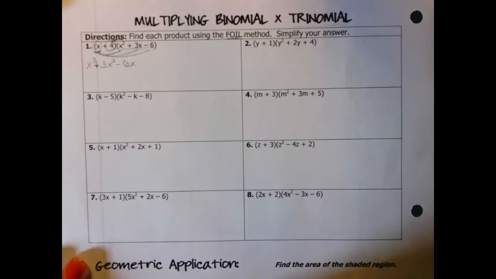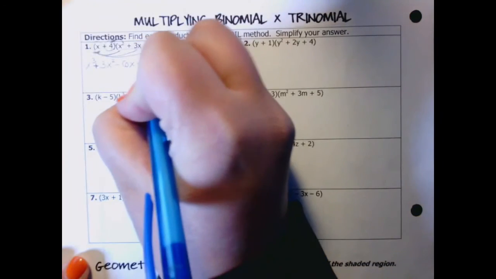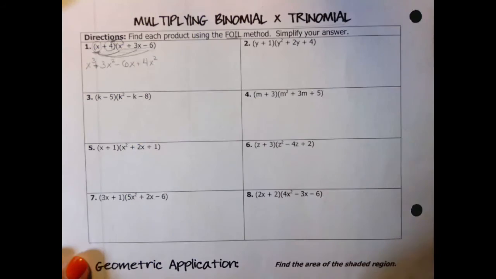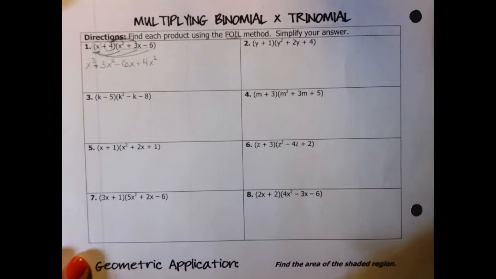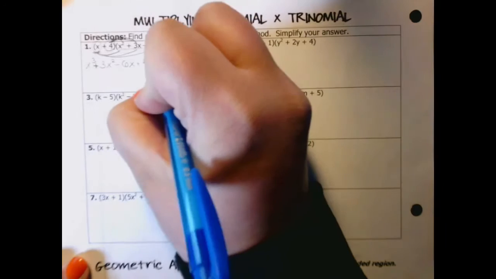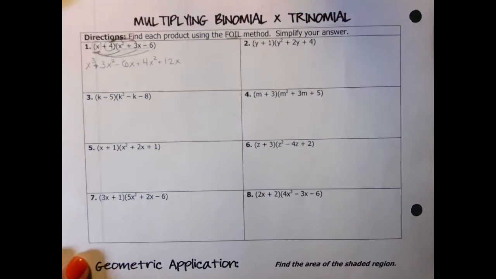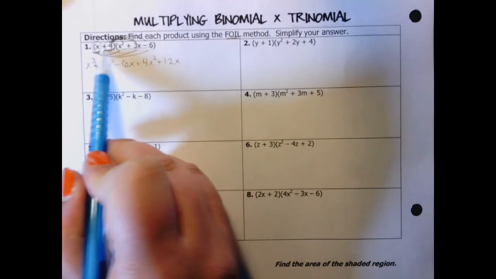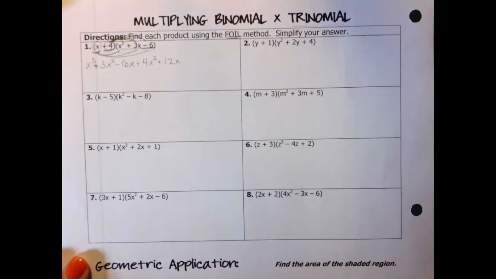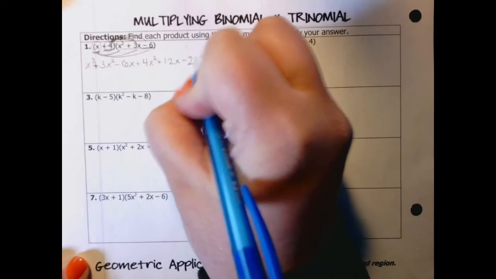So I'm going to distribute it out to the x squared. So I'm going to have 4 times x squared, which is going to give me plus 4x squared. Then I'm going to multiply it to the 3x, so 4 times 3x is going to give me 12x. And then the last term, 4 times negative 6. Make sure that sign stays with it, so I have a positive 4 and a negative 6. Negative 6 times positive 4 is going to give me a negative 24.